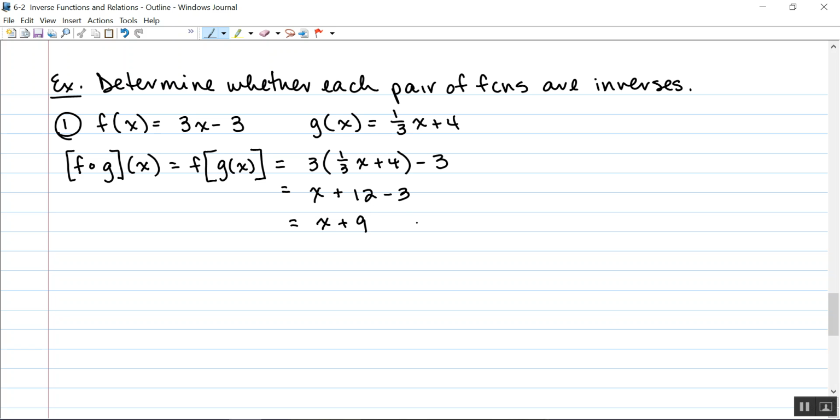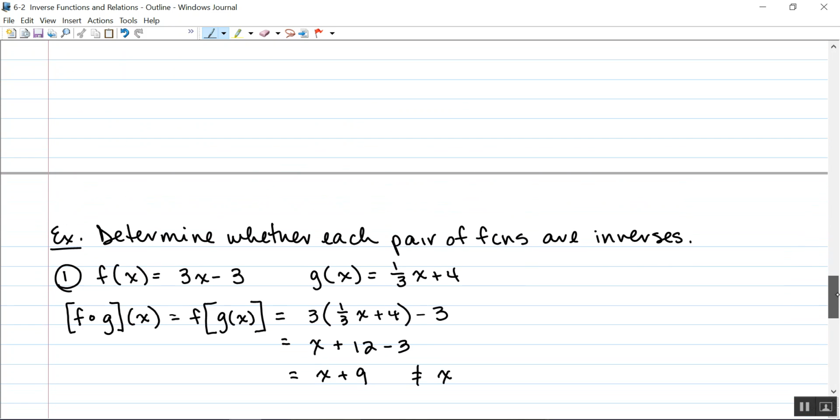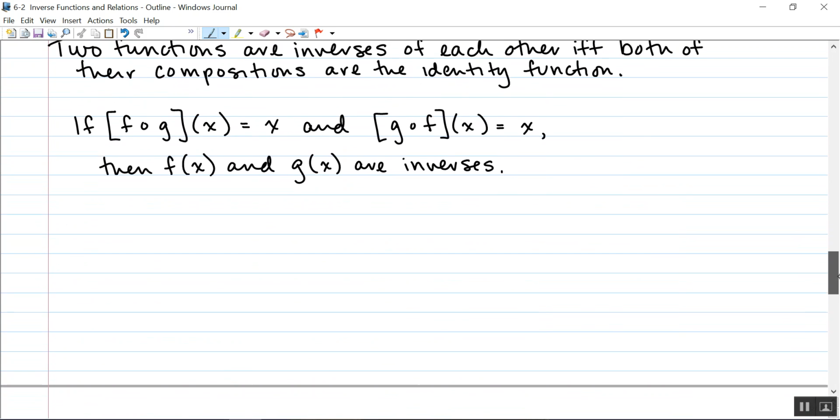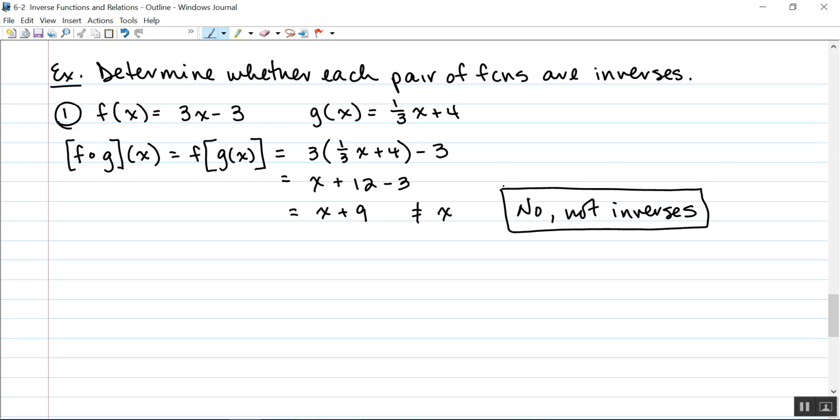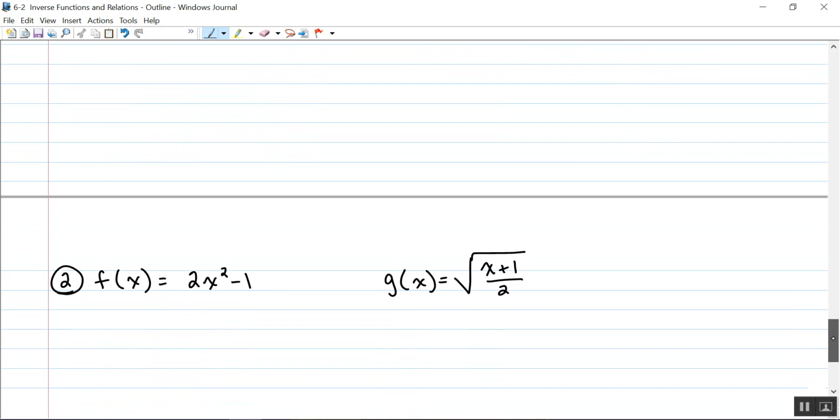That is not equal to x. Remember up here we said that both of the compositions have to equal x. That does not equal x, so no, these are not inverses of each other. And in fact, I don't even have to do the other one because they both have to equal x. I don't have to do g of f of x for this one. Let's try another example here.